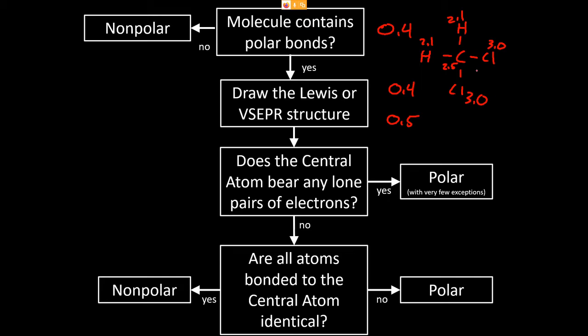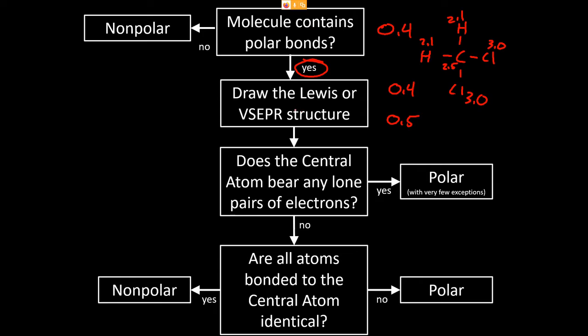And so we have two polar bonds in this molecule because we have the carbon bonded to two different chlorines. So that answers our first question. The first question was, do we have polar bonds? And the answer is yes, we do. Now, we can't just say, okay, the molecule is polar, therefore it has dipole-dipole. We can't do that yet.